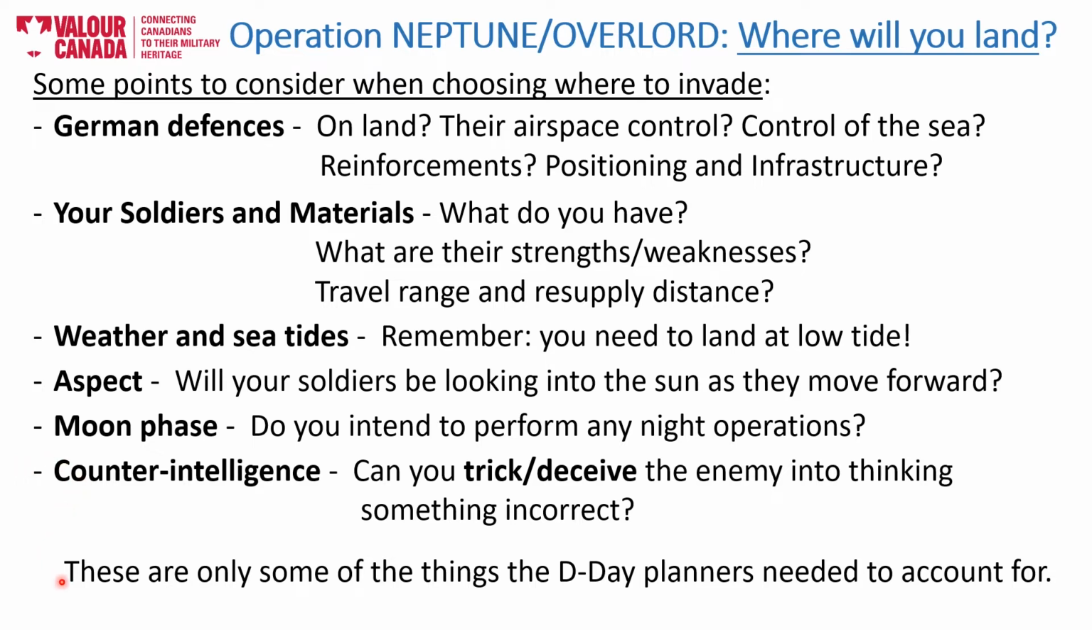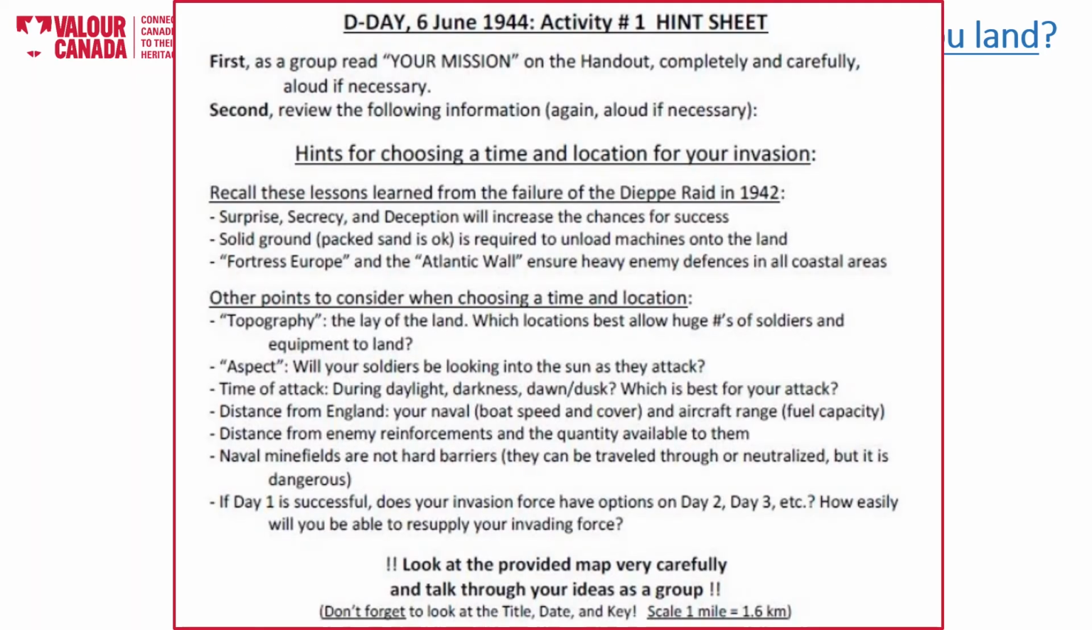Now, these are only some of the things that the D-Day planners needed to account for when they were working this out. Don't worry about remembering all these, because the second thing that each group is going to get is a cheat sheet that looks like this. So you're going to get the map that I showed you on the previous slide, and you're going to get this. Read through this at least once. Keep these things in mind. It's basically an outline of what I've already covered in the presentation.